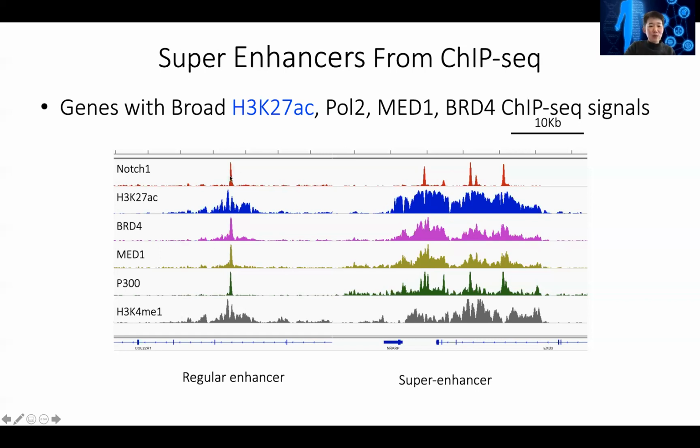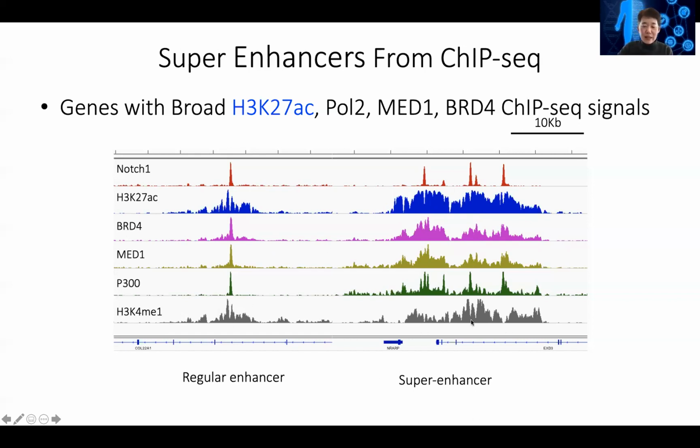And this transcription factor binding site is also interacting with other factors such as BRD4, MED1, and P300 in this really sharp region. And you can see here K4 monomethylation also has a similar signal to K27 acetylation, but there is even stronger adjacent noise in here.